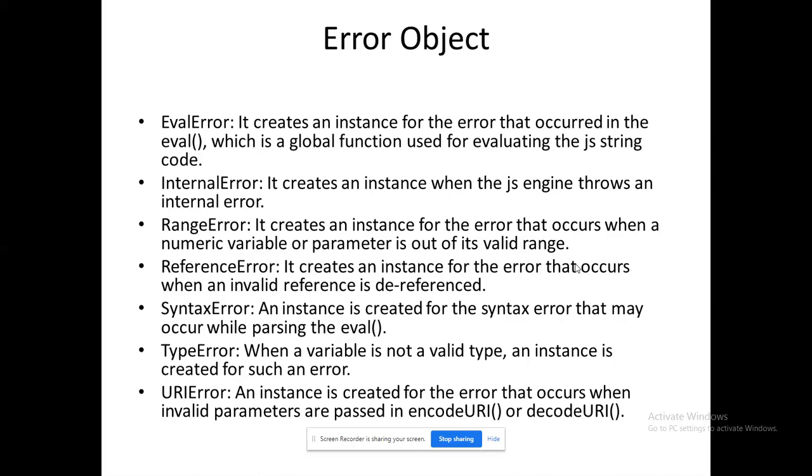So these are all the names of the errors that are generated by the Error object. Eval error is nothing but the evaluation error. Whenever the evaluation function could not return any value, it will ultimately generate an eval error. Internal error: whenever our JavaScript engine got jammed or could not respond, in that case I will get an internal error.